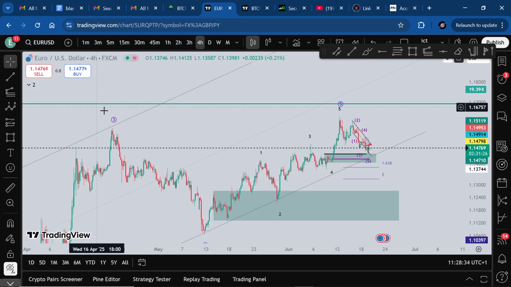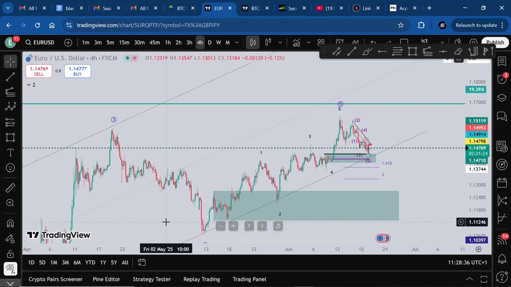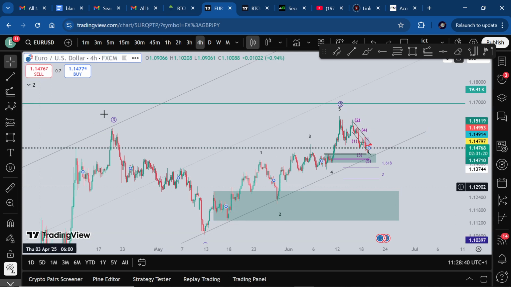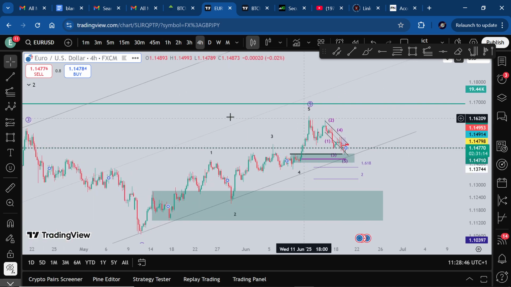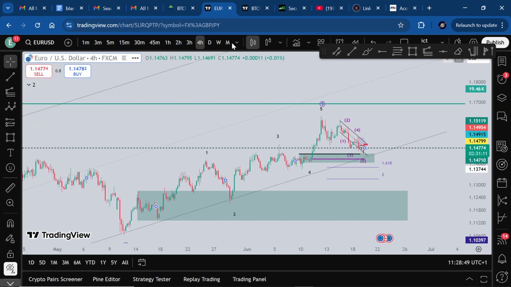Okay, look, we finished a 3, a 4, which is just a little bit below there, and a 5. 3, 4, 5. We're looking to retrace. This move to the upside is finished, and we're looking for a move lower. I'll jump onto the 1 hour time frame.